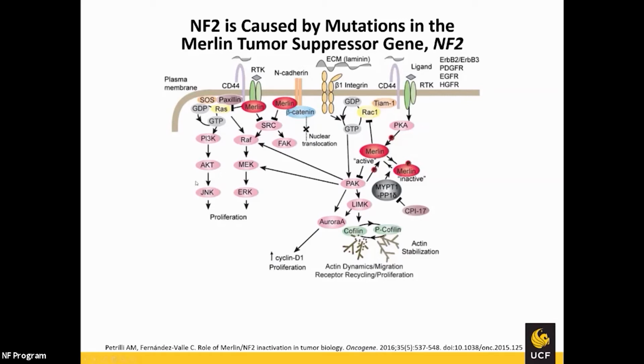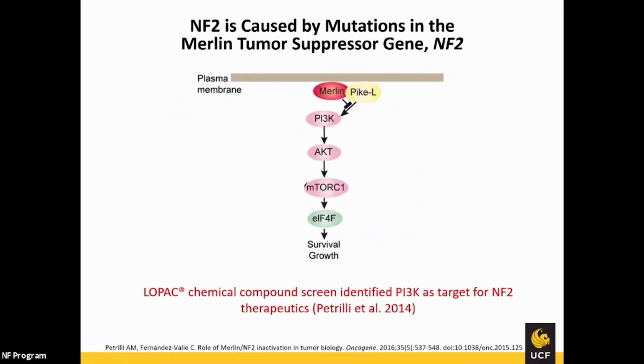Inhibitors that target kinases in these pathways are approved by the FDA or are in clinical development for various types of cancer. The Fernandez-Valle Lab published a proof-of-principle ultra-high throughput screen of 1,280 pharmacologically active compounds that identified PI3 kinase as the lead target for therapeutics. This is not surprising, as the PI3 kinase and mTOR pathways are regulated by Merlin through association with PI3 kinase enhancer L, or PIKE-L, shown by Wong et al.